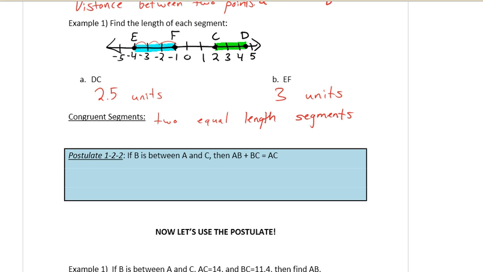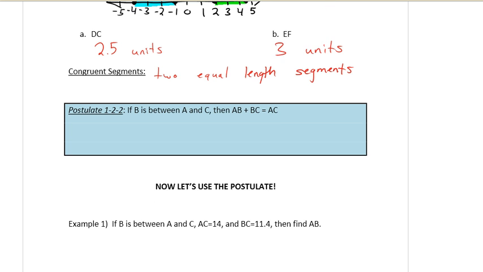Which brings us to our first postulate. Again, don't worry about memorizing 1-2-2. Think about what it means. And you don't want to memorize in math, you want to try and make sure you understand what we're looking at. And what we're looking at here is, it says if B is between A and C, then AB plus BC equals AC. Okay, there's a lot of letters. I know you don't like looking at the algebra. So what that means is, give yourself a picture. If B is somewhere between A and C, okay, then AB plus BC equals AC.